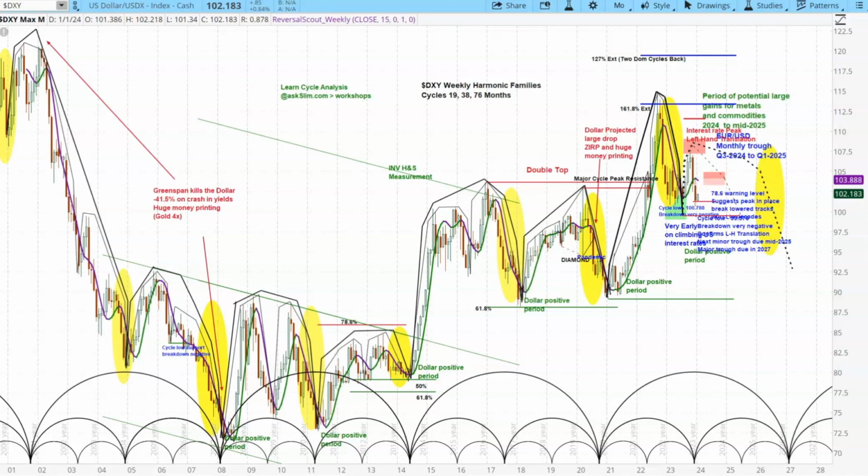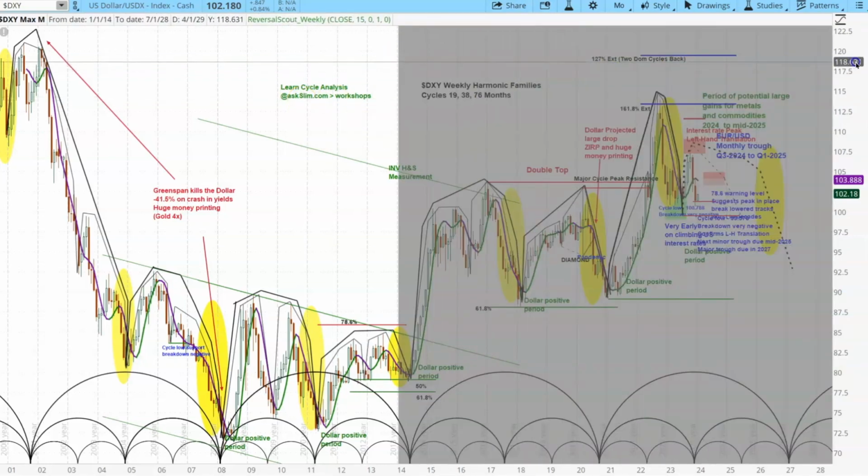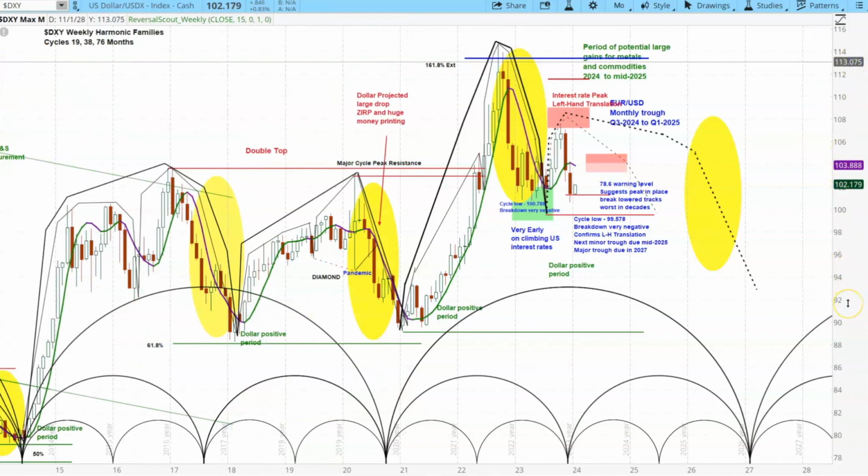So in the meantime, there are problems here when I look at this chart. Also note the inverted head and shoulders that formed in there and projected up to this target right there, which was just absolutely beautiful. So important, you can go to askSlim.com, go to our workshop page, and watch a free video there. You'll learn more about the analysis that we do.